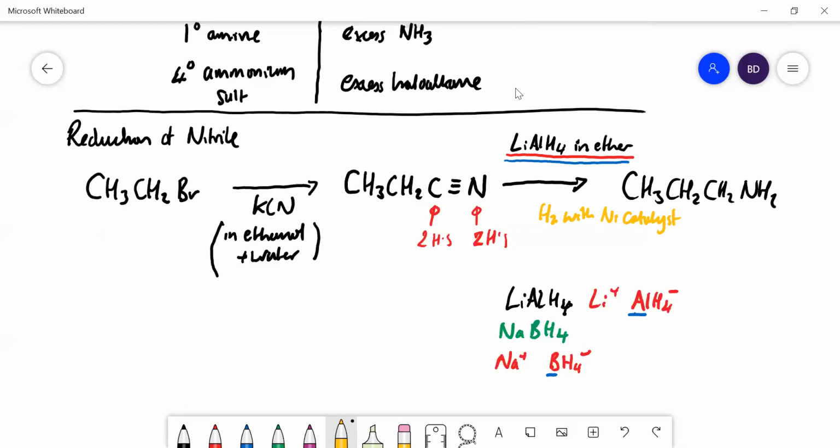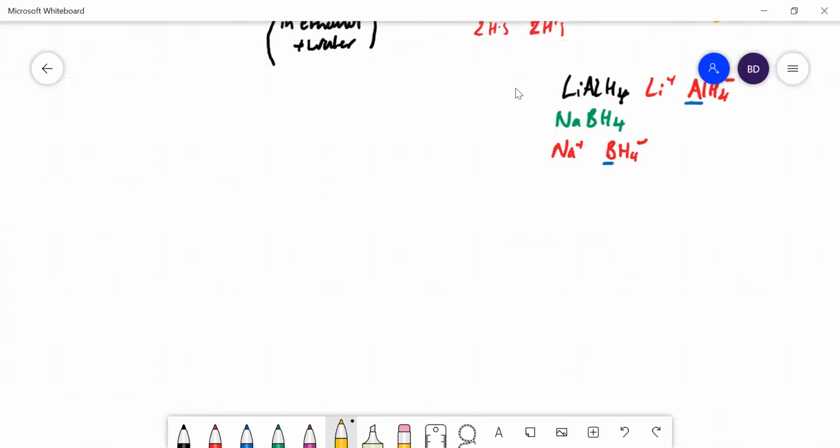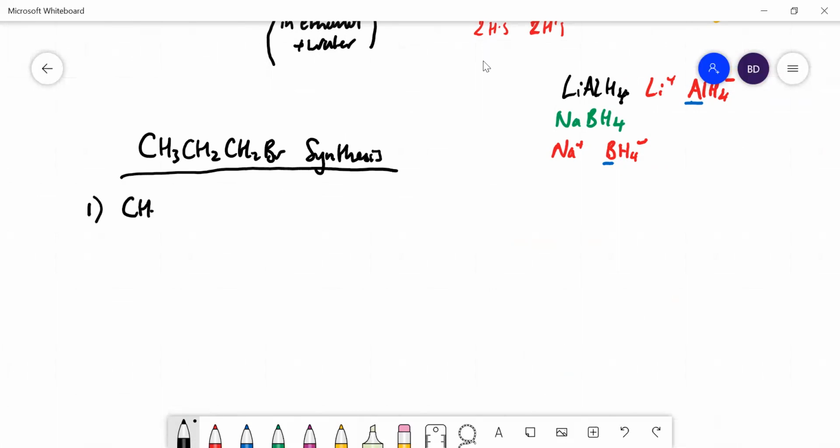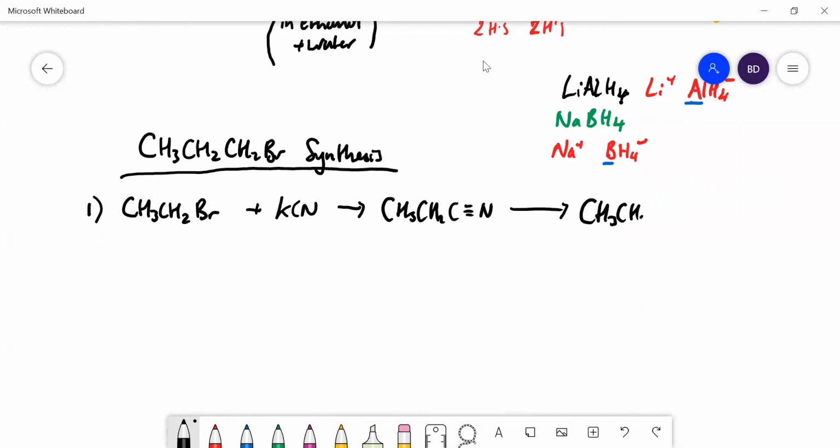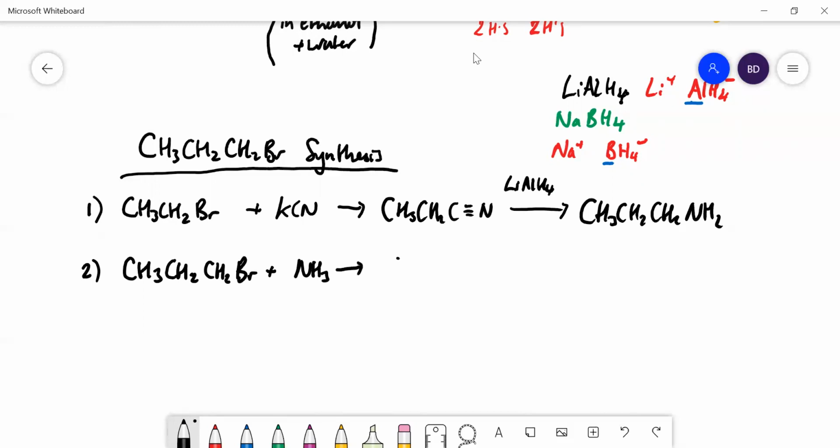Right, so a fairly common question would be, we've got 2 different ways of making, let's say we want to make the stuff we just made there, propylamine. Synthesis. There's 2 ways we could do it. One, we'd start off with bromoethane and react it with KCN, and that would form the nitrile. And then we can reduce the nitrile to propylamine. So you need lithium aluminium hydride there. The second way you could do, right, you could start off with bromopropane this time and react it directly with ammonia, and then you get the same product.